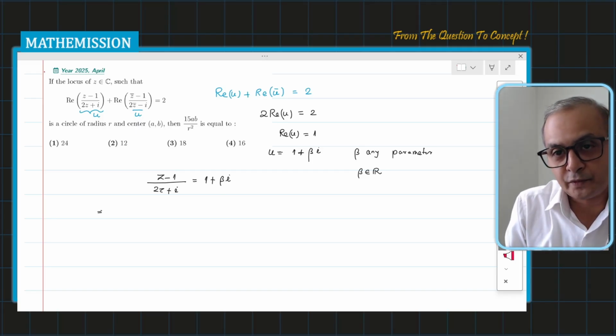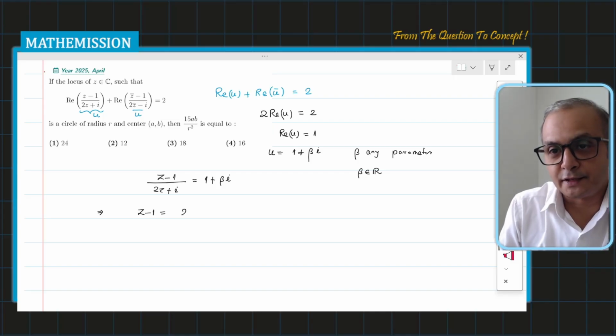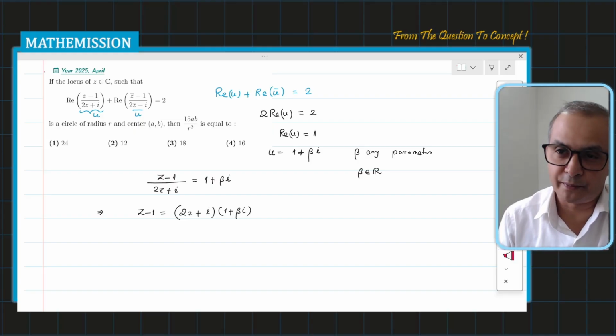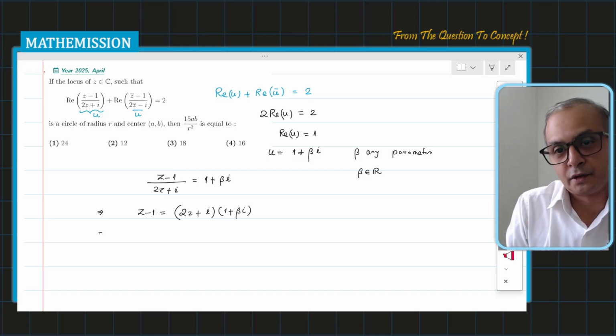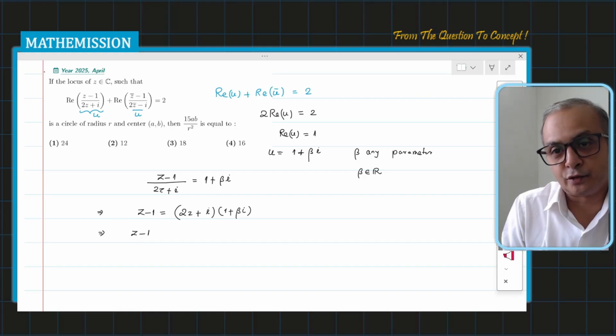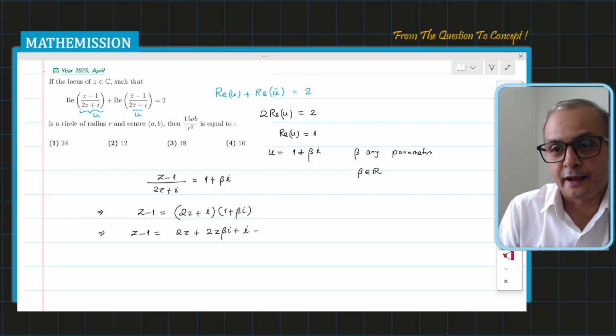So what we do here, first let me write z minus 1, and I'm multiplying this side, so (2z plus iota) and (1 plus beta iota). My plan is to simply multiply them together and extract the complex number z in terms of something. So what I can write here is z minus 1, and that will give you 2z plus 2z beta iota plus iota, and here we get minus beta.